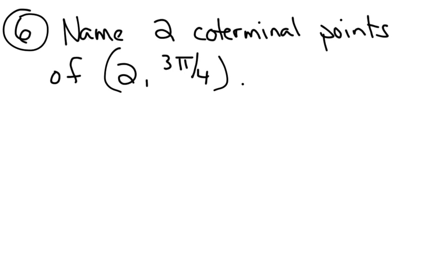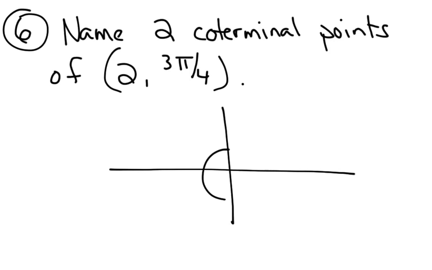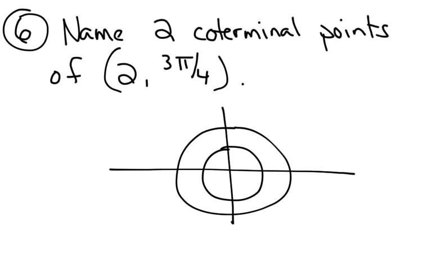So in this problem, let's name 2 coterminal points of the polar coordinate 2, 3 pi over 4. Now, the way I'm going to attack this problem is by graphing it. So if the radius is 2, I'm going to draw 2 concentric circles. 3 pi over 4 is going to be right here. So we're going to go over to here and then 2 out, and that's our original point.